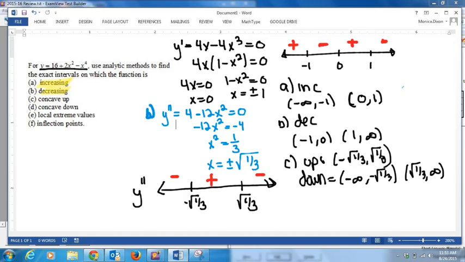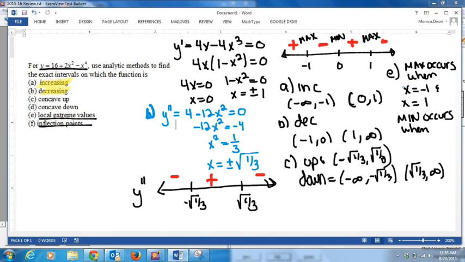So if we look at our first derivative, since I'm increasing, decreasing, increasing, and decreasing, this is going to be a max, min, and a max. So my max occurs when x is -1 and 1, and my min occurs when x is 0. To find my points of inflection, I have to just make sure that I'm changing signs.